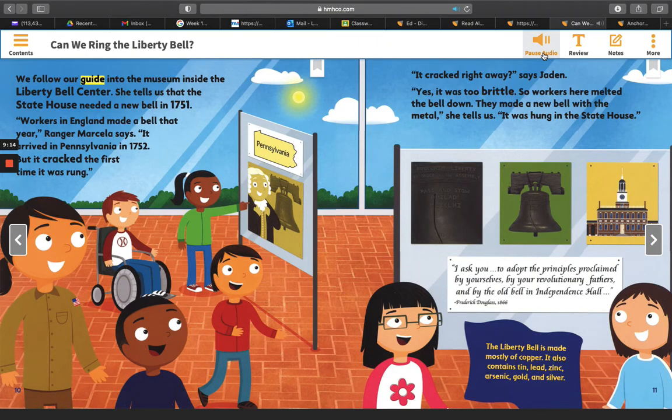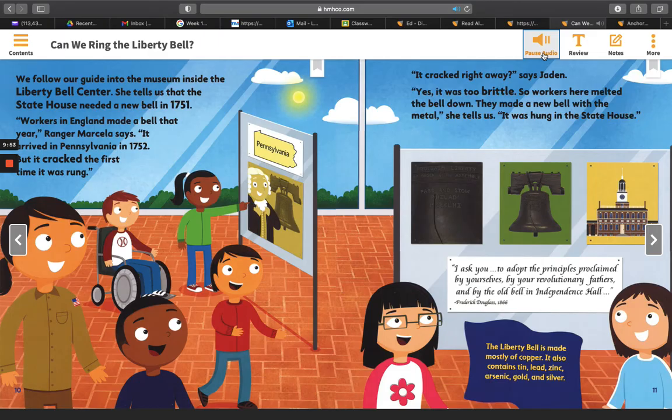We follow our guide into the museum inside the Liberty Bell Center. She tells us that the State House needed a new bell in 1751. Workers in England made a bell that year, Ranger Marcella says. It arrived in Pennsylvania in 1752, but it cracked the first time it was rung. "It cracked right away," says Jaden. "Yes, it was too brittle. So workers here melted the bell down. They made a new bell with the metal," she tells us. It was hung in the State House.